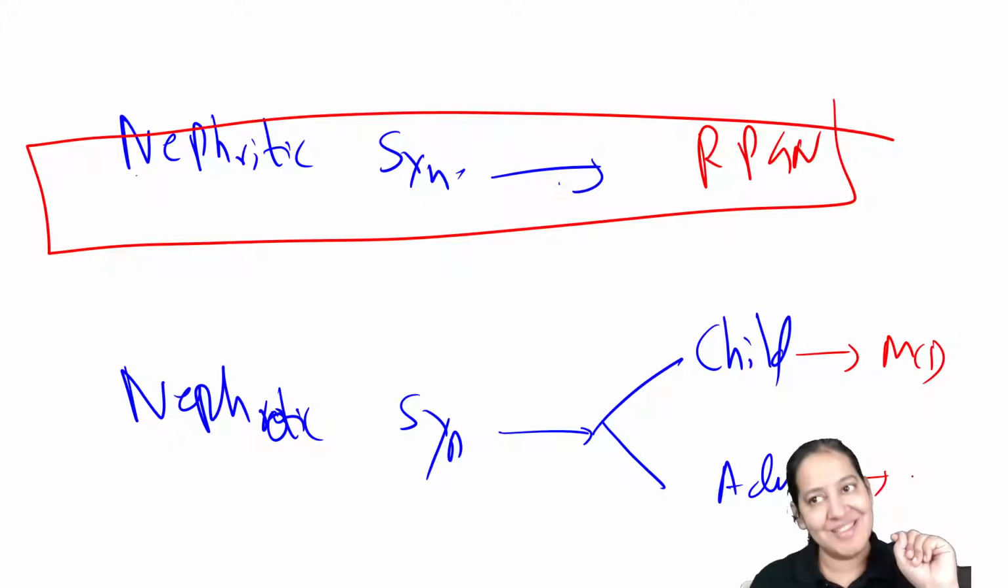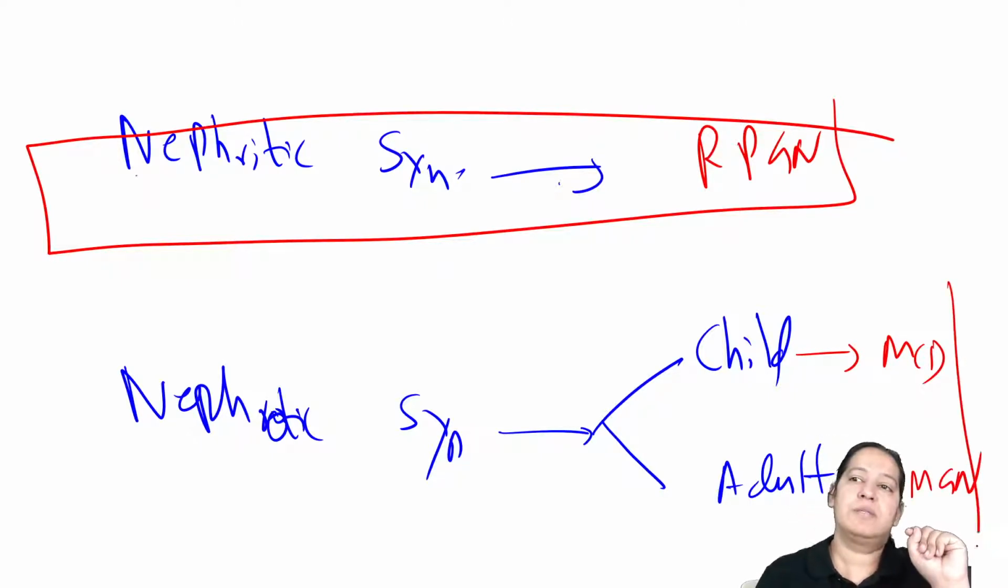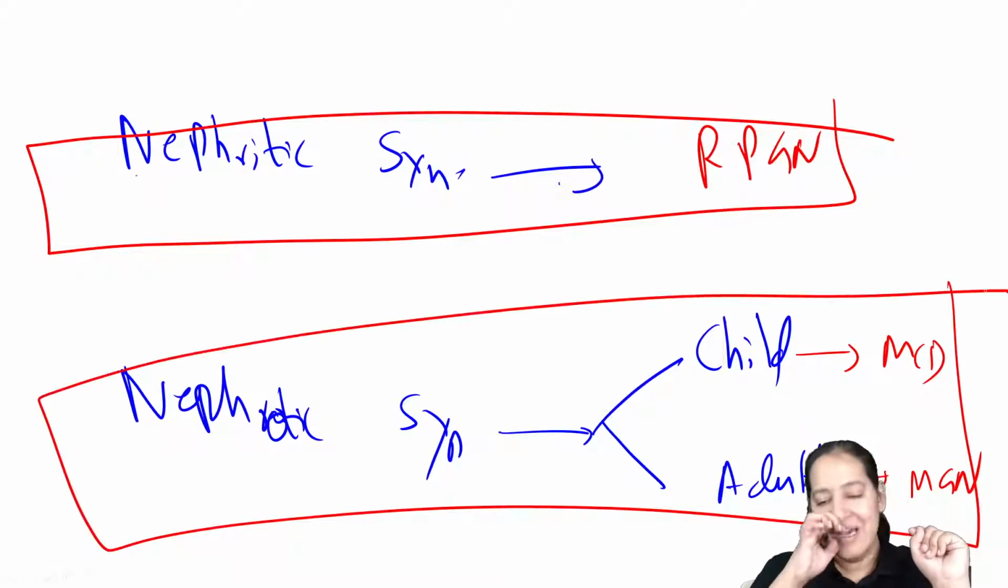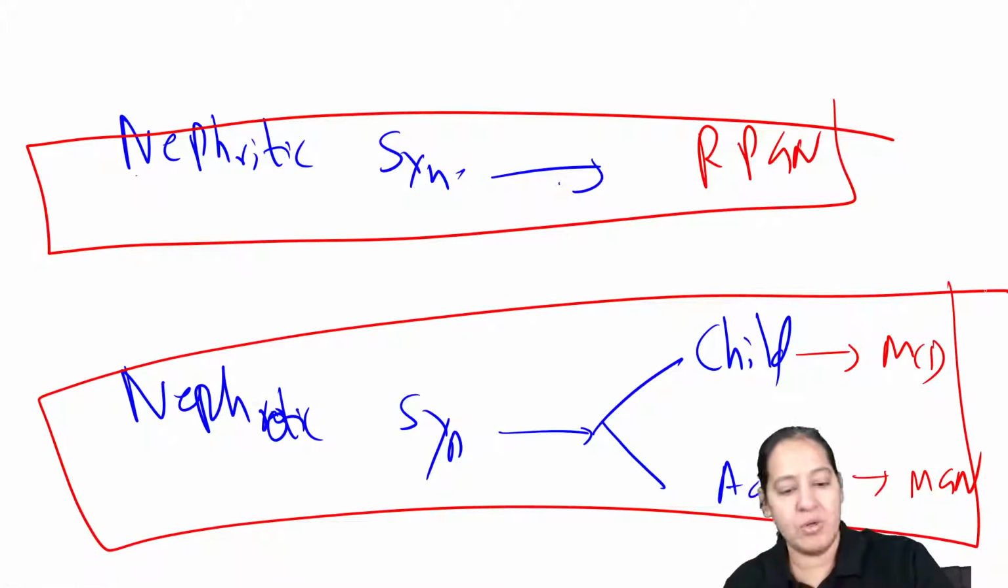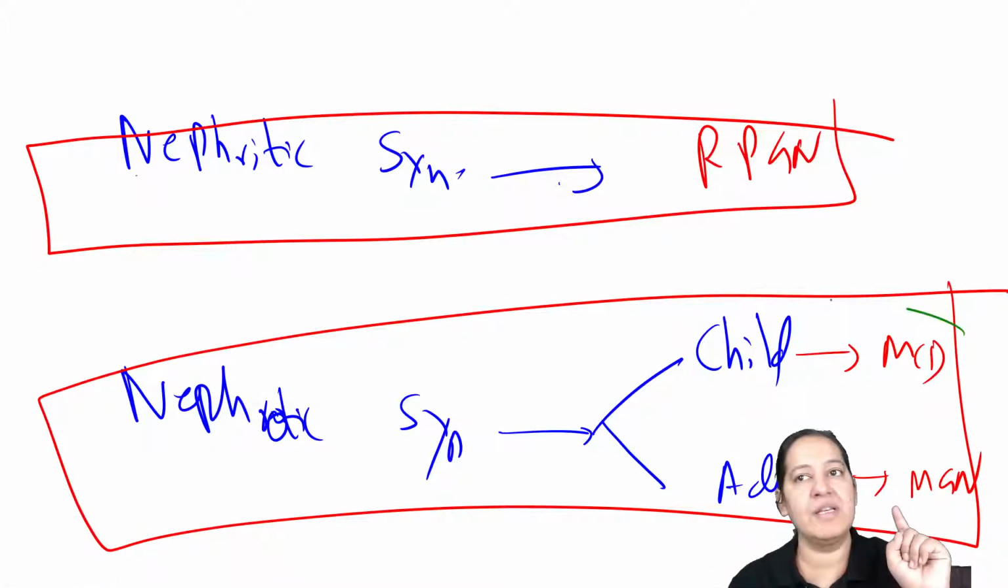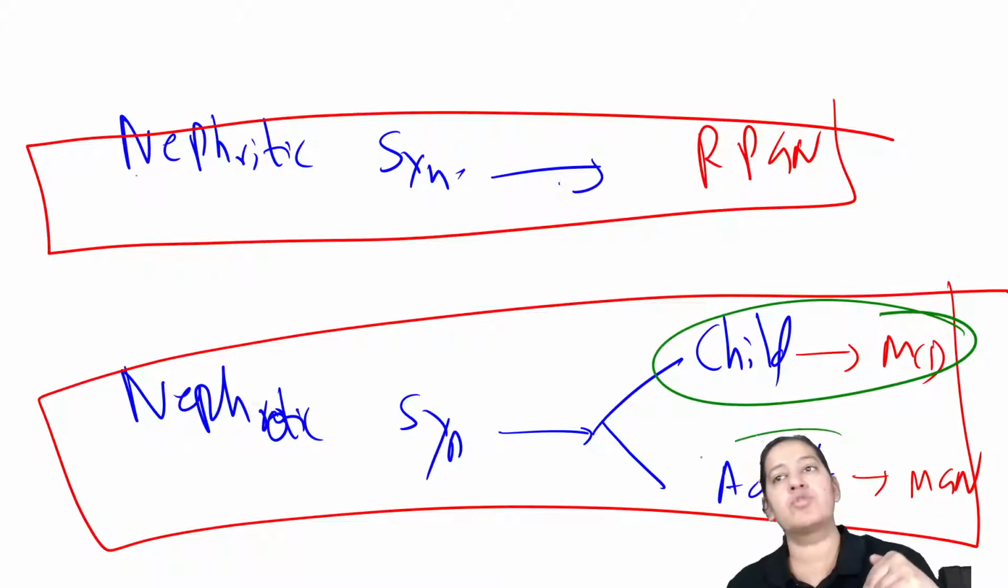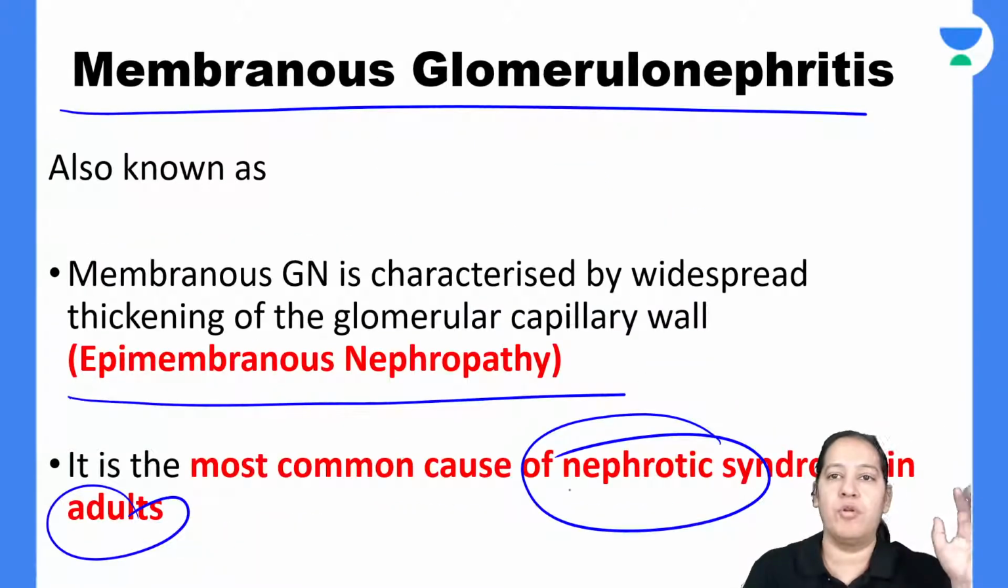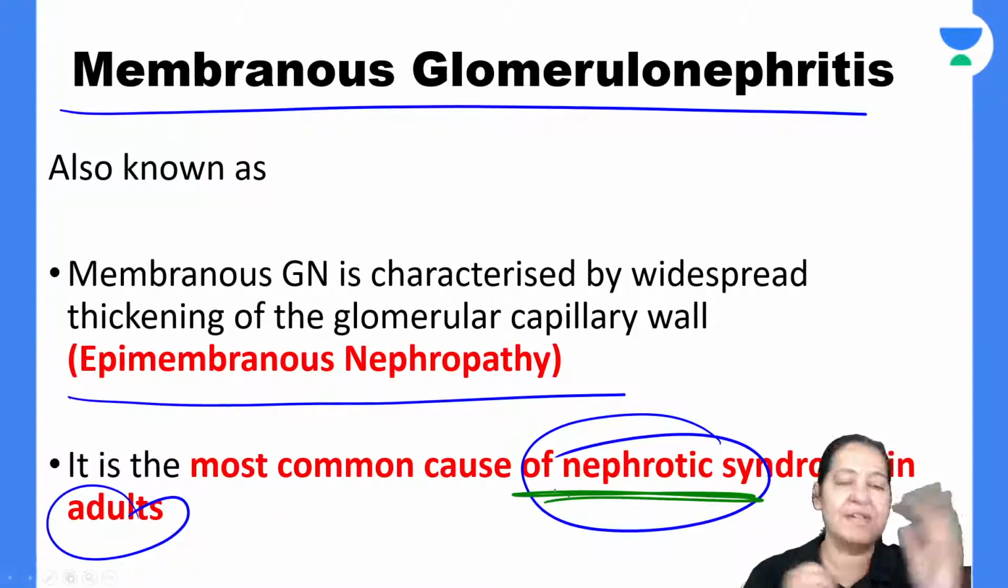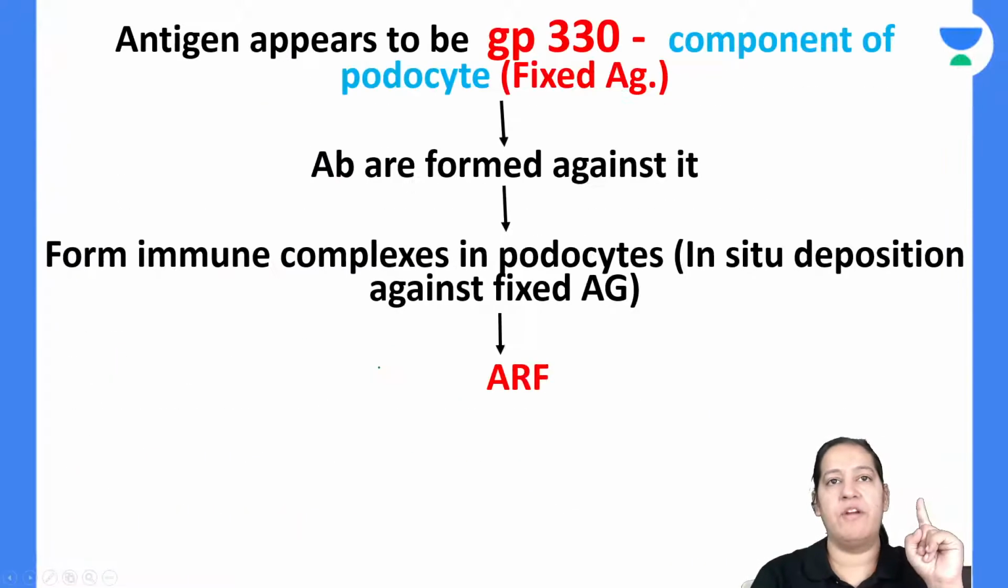But in adults, the answer is membranous glomerulonephritis. Have you got it? So in children, the most common cause of nephrotic syndrome, we have already studied MCD. Now in adults, the most common cause of nephrotic syndrome is membranous glomerulonephritis, that we are starting right now. It is also known as epimembranous glomerulonephropathy.